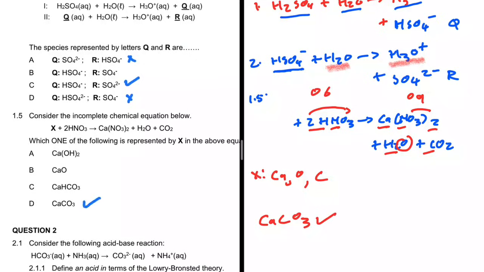We are using brute force here. Even if you don't have an idea of what chemistry is all about, if you just solve this problem basing it on math, we should end up with CaCO3. So the answer to 1.5 is D. Let's do question 2.